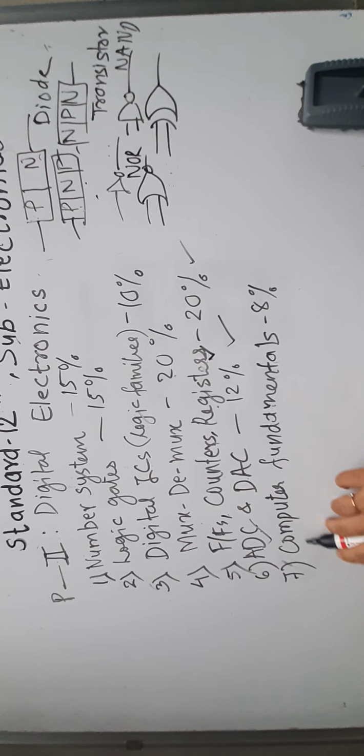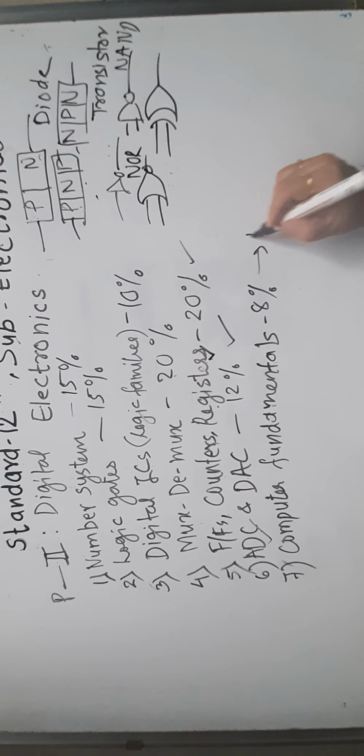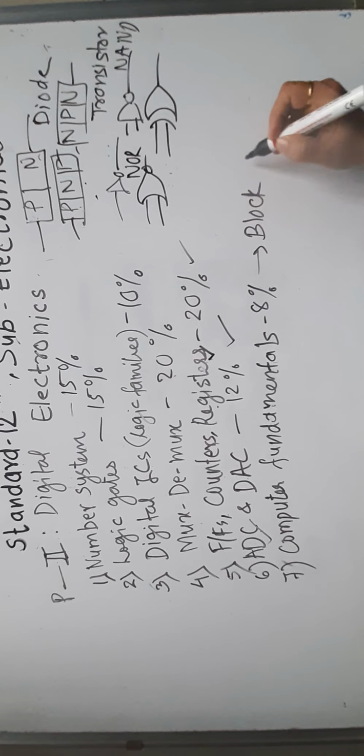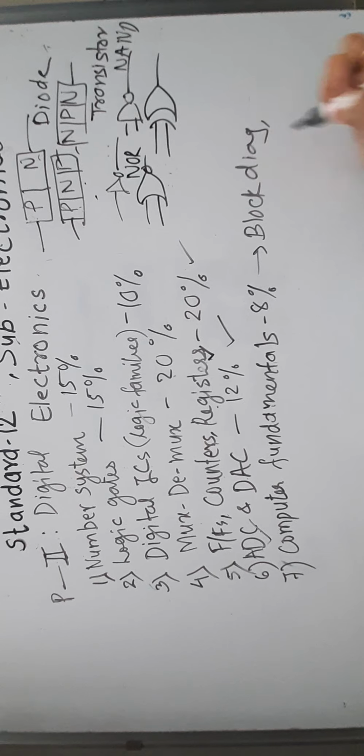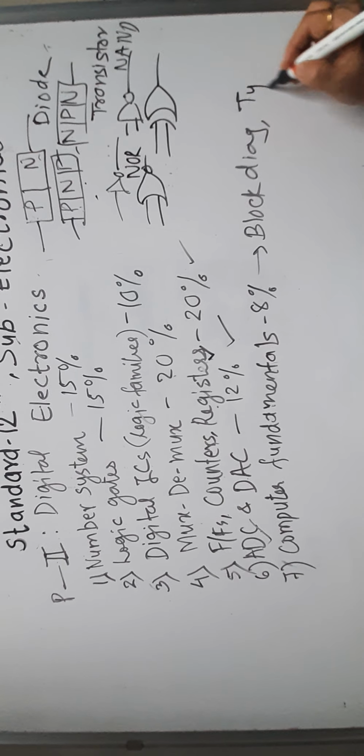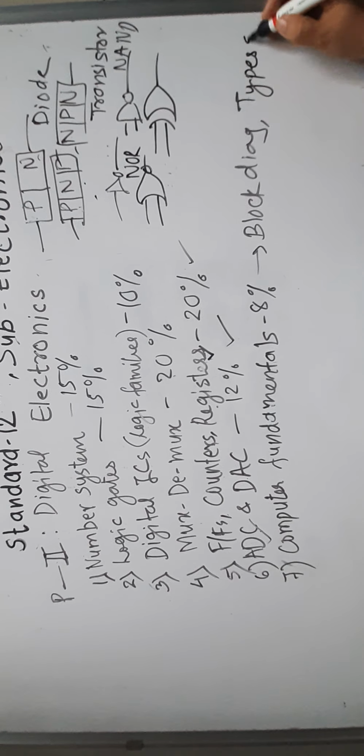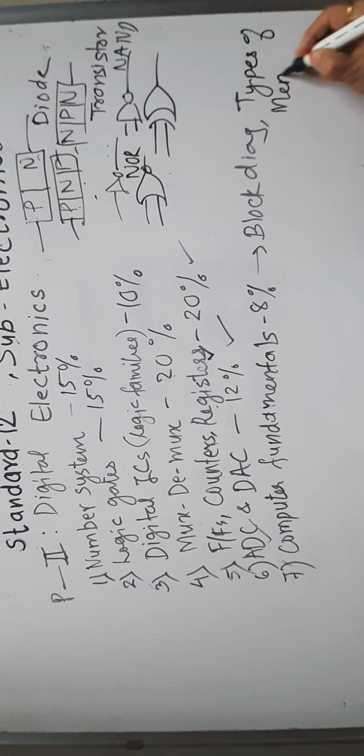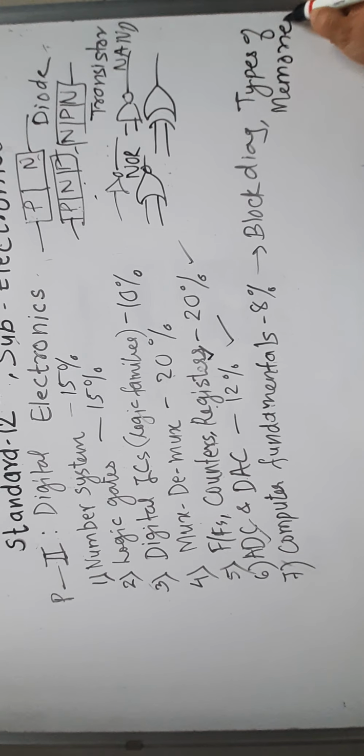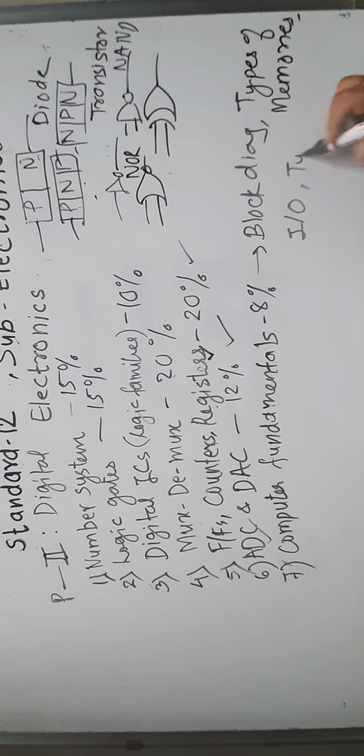Okay, and the last chapter is computer fundamentals. In this chapter we will see the block diagram of a computer, then we will see types of memory, then we will see IO devices. IO devices means different types of input and output devices, and we will see the types of secondary memories.